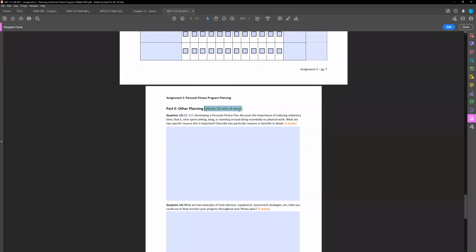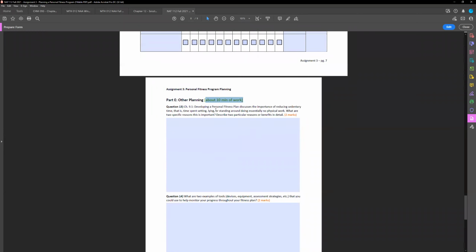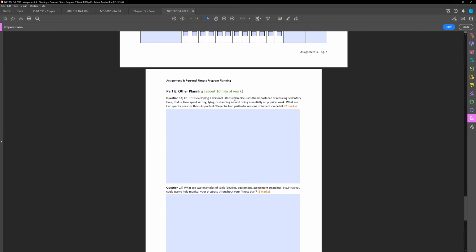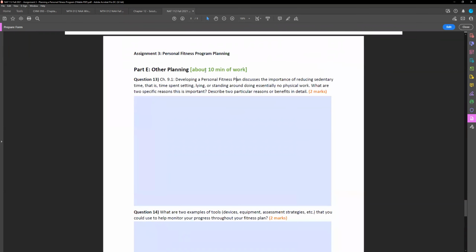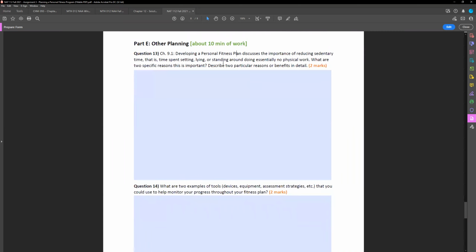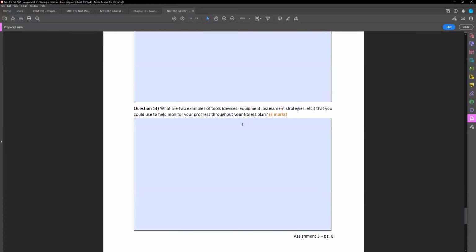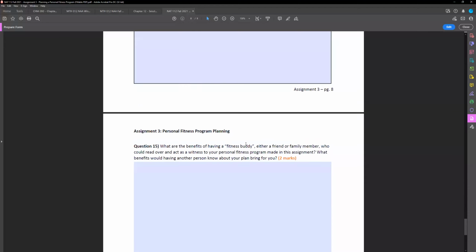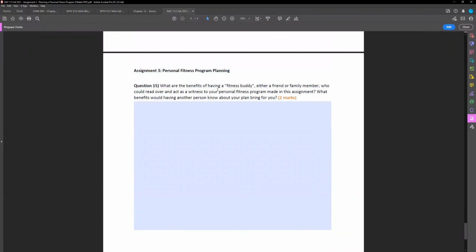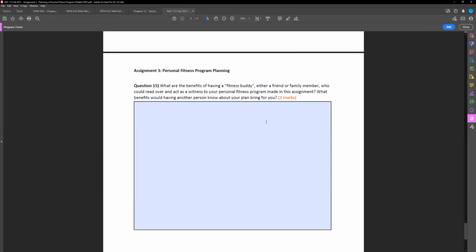Just like I did for assignment 1, I've estimated the amount of work, and this is kind of the upper limit. For instance, this says about 10 minutes of work. The questions are: what are 2 reasons that reducing sedentary time, in other words, time doing nothing, is important? What are 2 examples of tools or devices that you could use to help monitor your progress? And what are the benefits of having a fitness buddy, someone that could read over your plan and keep an eye on you?